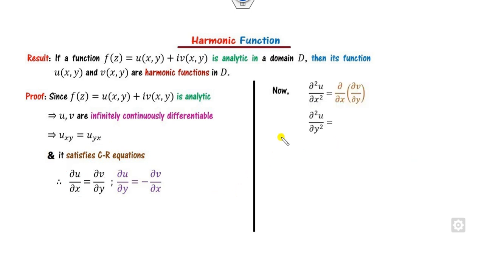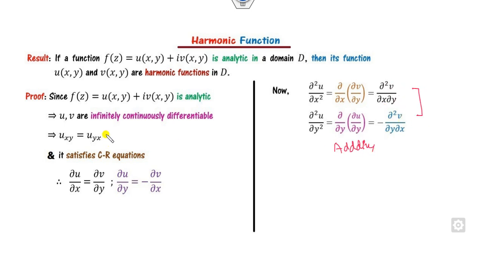Similarly, you can find the del y. First of all, this is nothing but del square v over del x del y. I can write this part also. This is del u over del y, so I can find the value of del u over del y here, which is minus del square v over del x del y. Now you can see, what will happen if you add them?